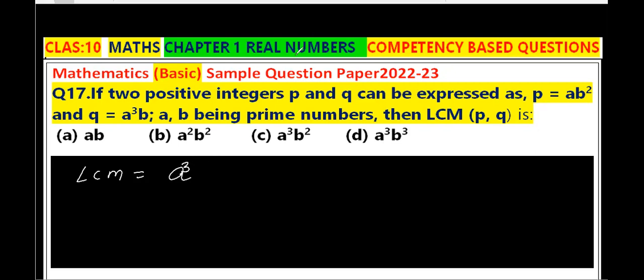And for the same number b, here you will see b power 2 and here b power 1. If power is not written, it means that is b raised to the power 1. So which is greatest here? Power 2 is greatest. So a power 3, b power 2, that is C, the answer of this question. ये क्वेश्चन हमने लिया है सैंपल पेपर बेसिक से 2022-23 से.